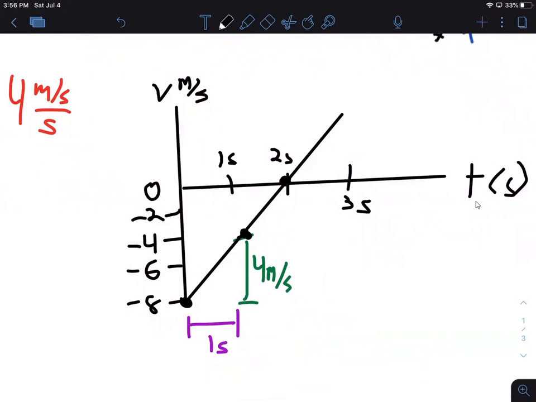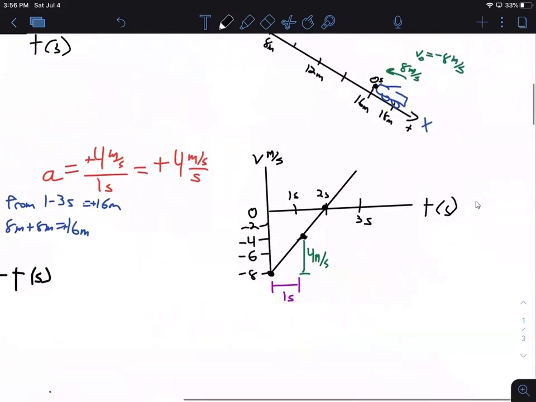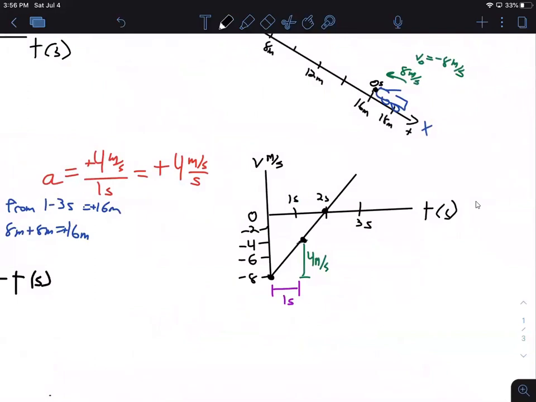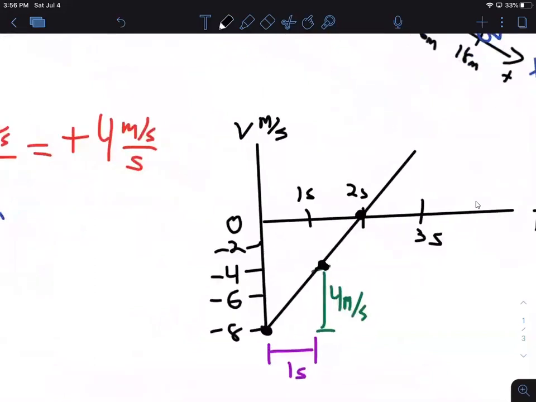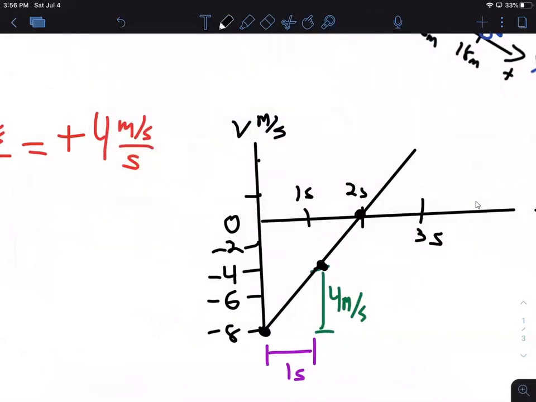Now I want to know where it is at each of these points in time. Where is it at 2 seconds? Where is it at 3 seconds? Where is it at 1.45 seconds or whatever? Let's mark this. This should be 4 meters per second because, again, the slope is 4, so 1 second over, 4 meters per second up.